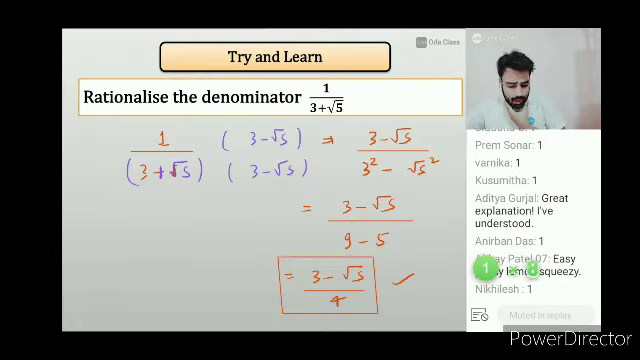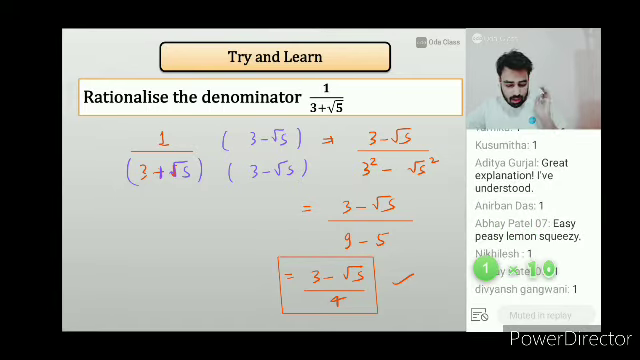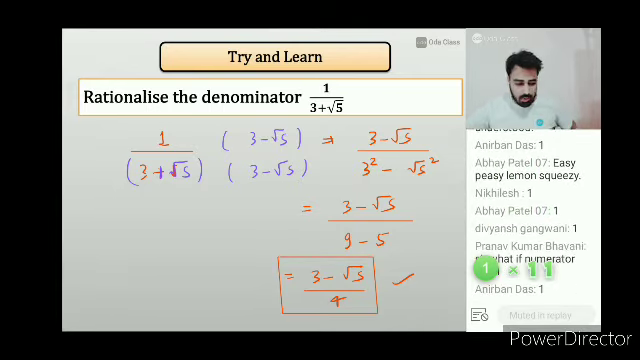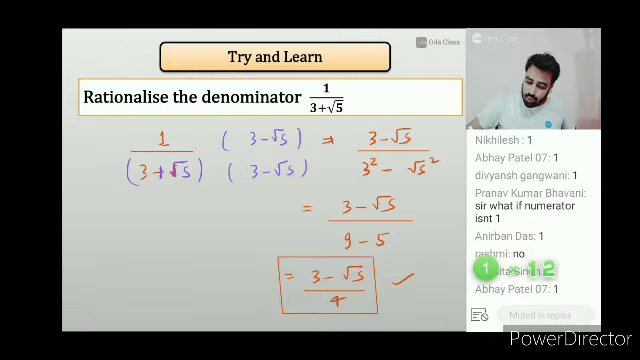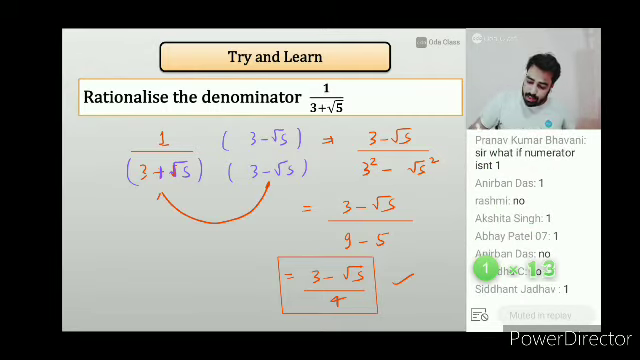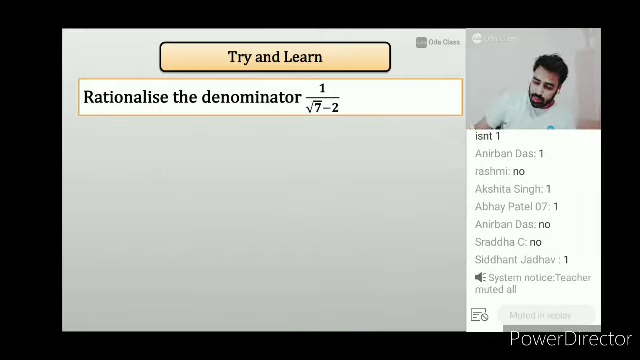I will do one more example. Anyone having any problem? We'll start with basic questions. Okay, son, 3 plus root 5, we changed plus to minus, and that's why we got the rationalizing factor. We changed the sign, that's what. Okay, next one more easy question.